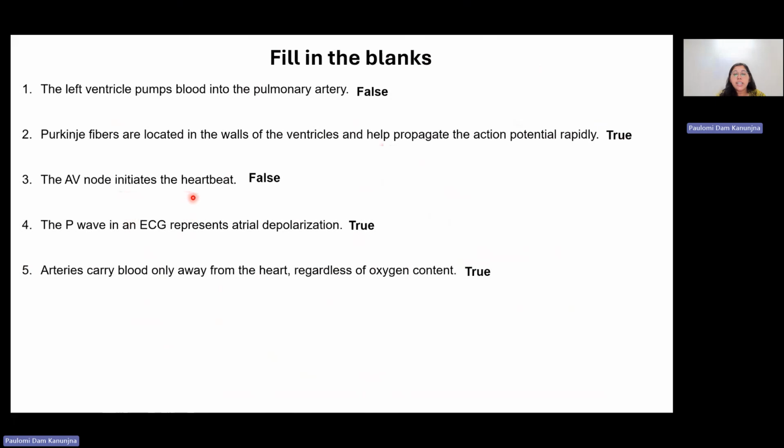The AV node initiates the heartbeat. No, we know which one does. This is done by the SA node. The P wave in the ECG is for atrial depolarization. That's correct, because it starts with the atrial depolarization. And the last one says arteries carry blood away from the heart, regardless of the oxygen content.